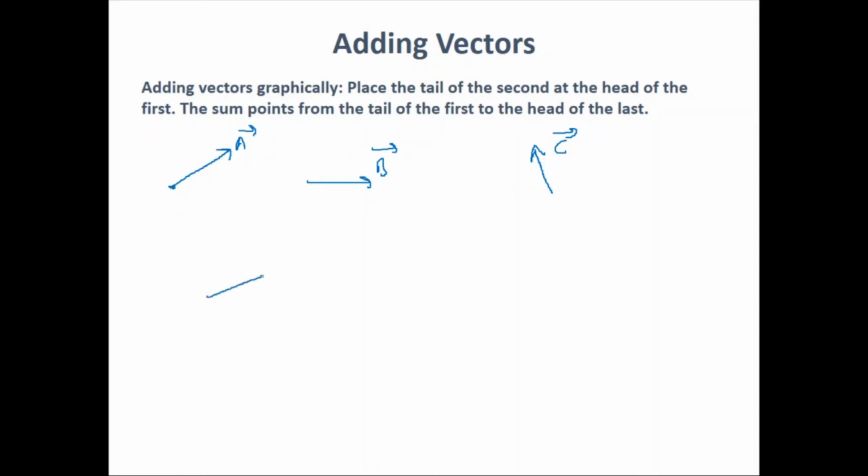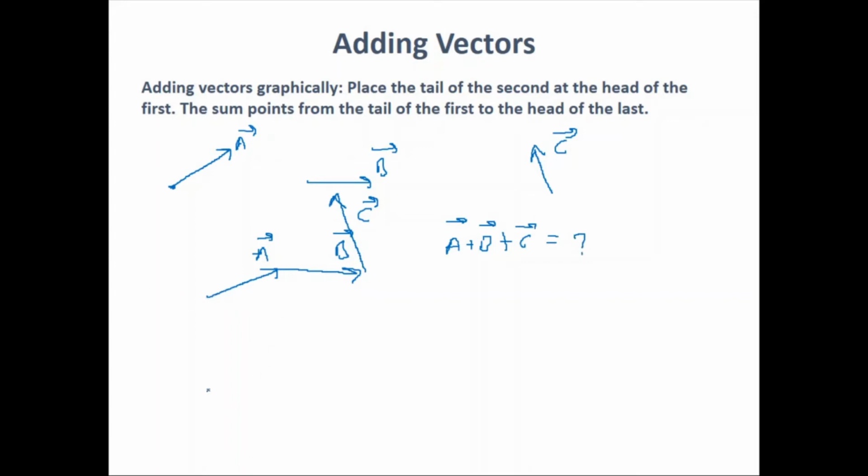So let me draw the vector a here. This is a, and I'm going to place the tail of b at the head of a. So I'm going to draw it like this. This is b, and now let's draw c. C is in this direction, so this is c. Now I need a plus b plus c. In this case, we add them graphically.